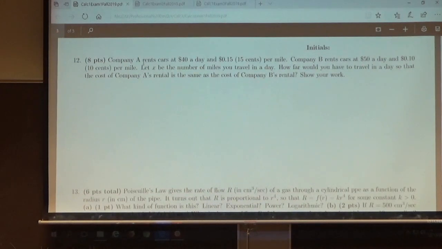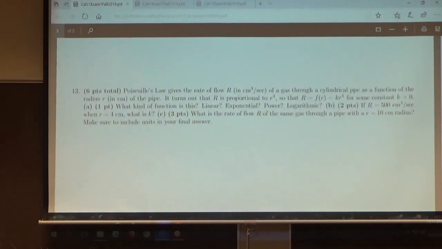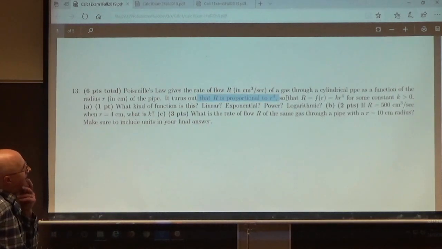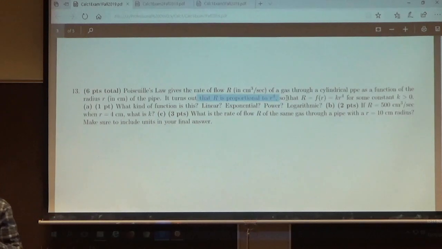This is a problem-solving kind of thing related to linear functions. This next one is about proportionality. Proportionality to r to the 4th. You got to figure out k and then use it to solve the problem. I think most of you did pretty well on that one.